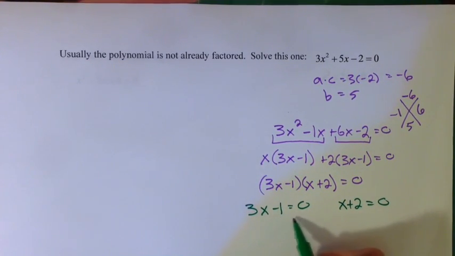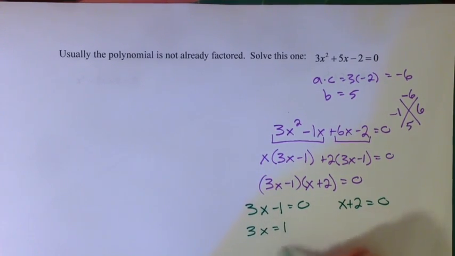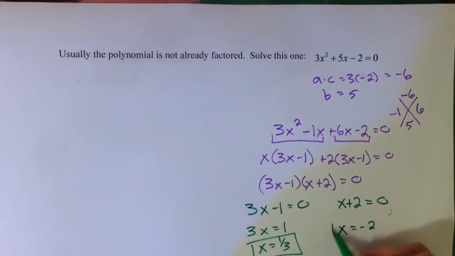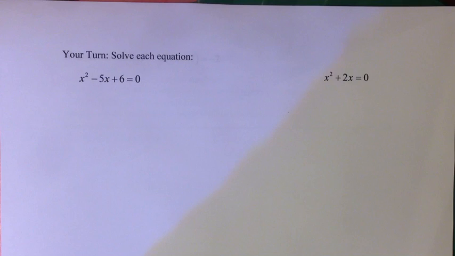For 3x minus 1 equals 0, I'll add 1 to both sides, which gives me 3x equals 1, and then divide both sides by 3, so that x is 1/3. For the x plus 2 equation, I'll subtract 2 to the other side and get x equals negative 2. Once again, remember that you can plug these answers back into the original equation to make sure that they work out correctly. Now that you've seen a couple of these problems, it's your turn to give them a try.